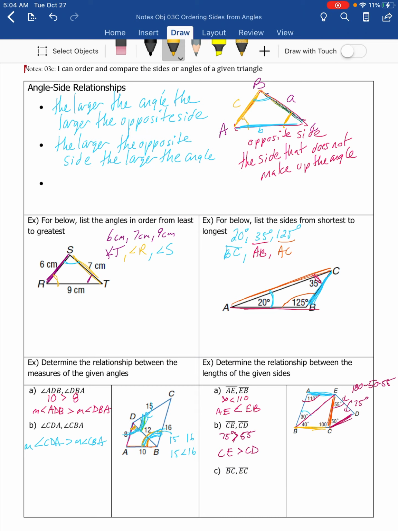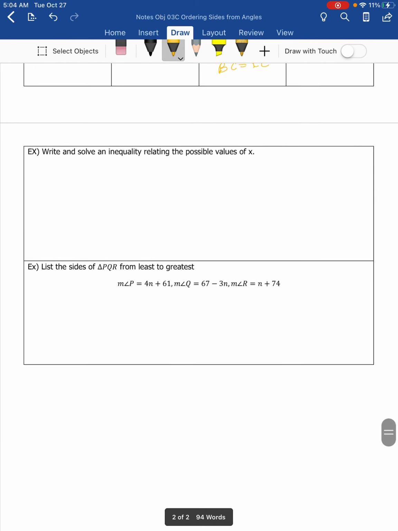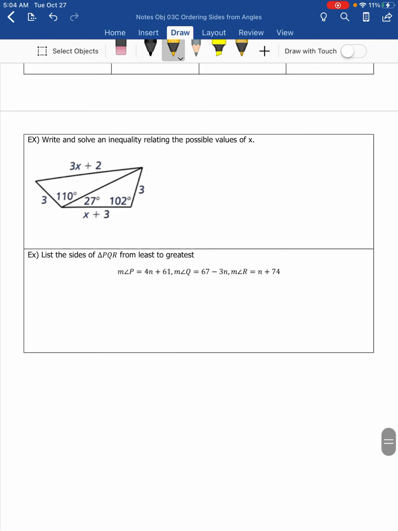We have BC and EC, and it's within this triangle. BC is opposite this angle. I do the same thing. I do 180 minus 40 minus 100. This ends up being 40 degrees. EC, so that was EC, sorry. The angle opposite EC is also 40 degrees. 40 is equal to 40, so the distance from B to C must be equal to the distance from E to C. Okay, so let's go to a few tricky examples.